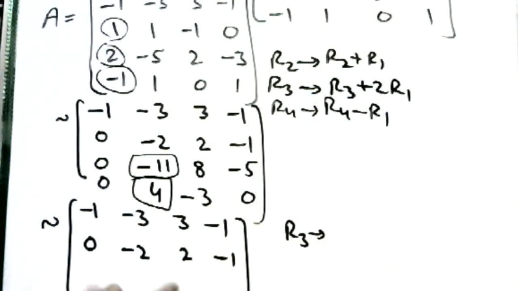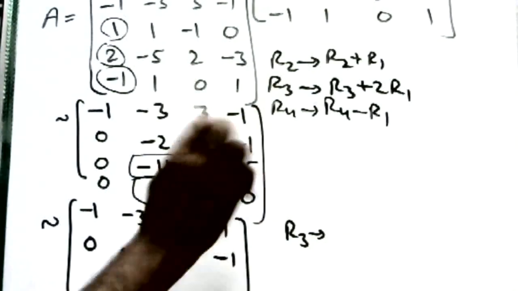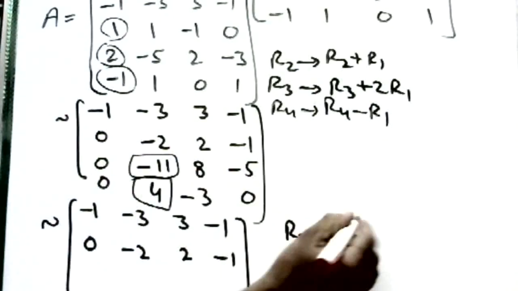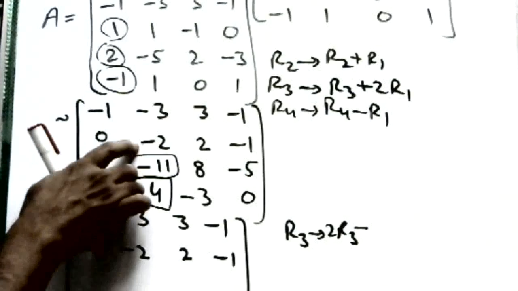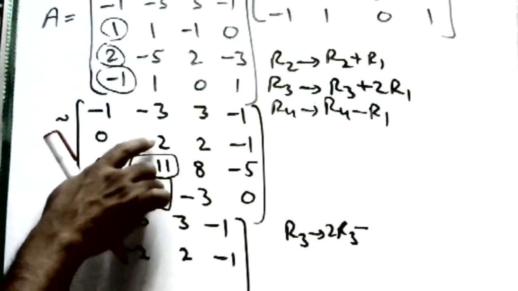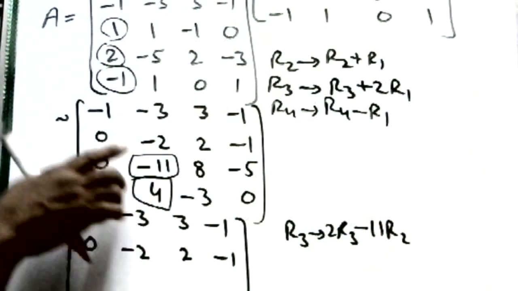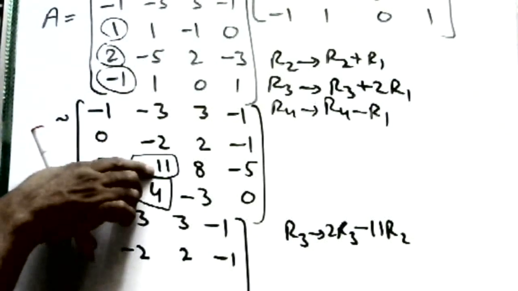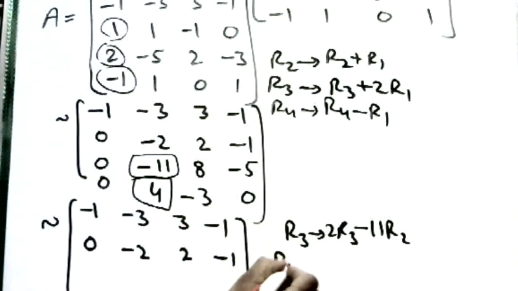Watch carefully, I am writing R3 implies 2R3, so multiply with 2. Both are minus, so they will not become 0, so we write minus in between. Minus of minus will become plus. This is also minus, so it will not become 0, so this minus should be a plus. Then multiply this with 11, 11R2. In cases where we do not have 1, you have to multiply this number with this number and this number with this number.